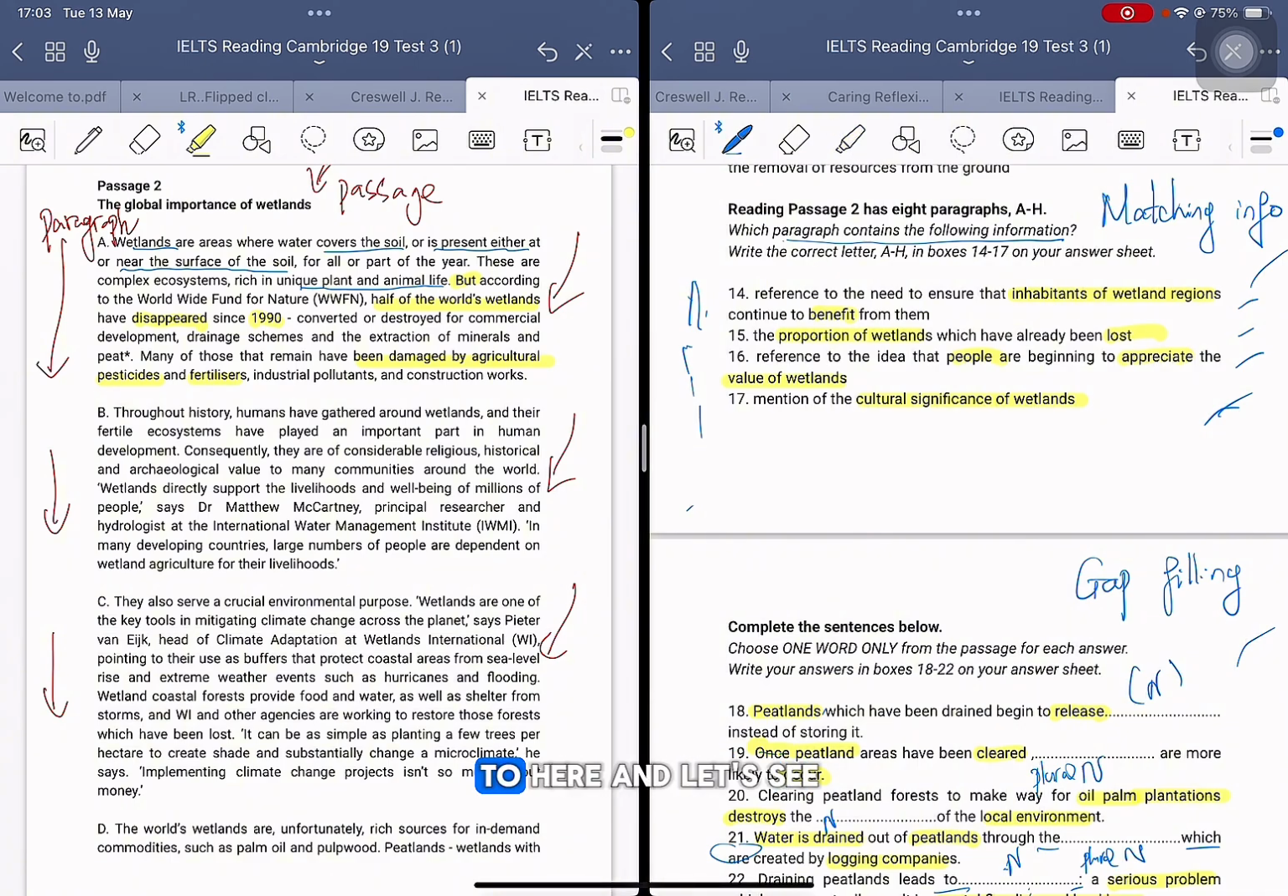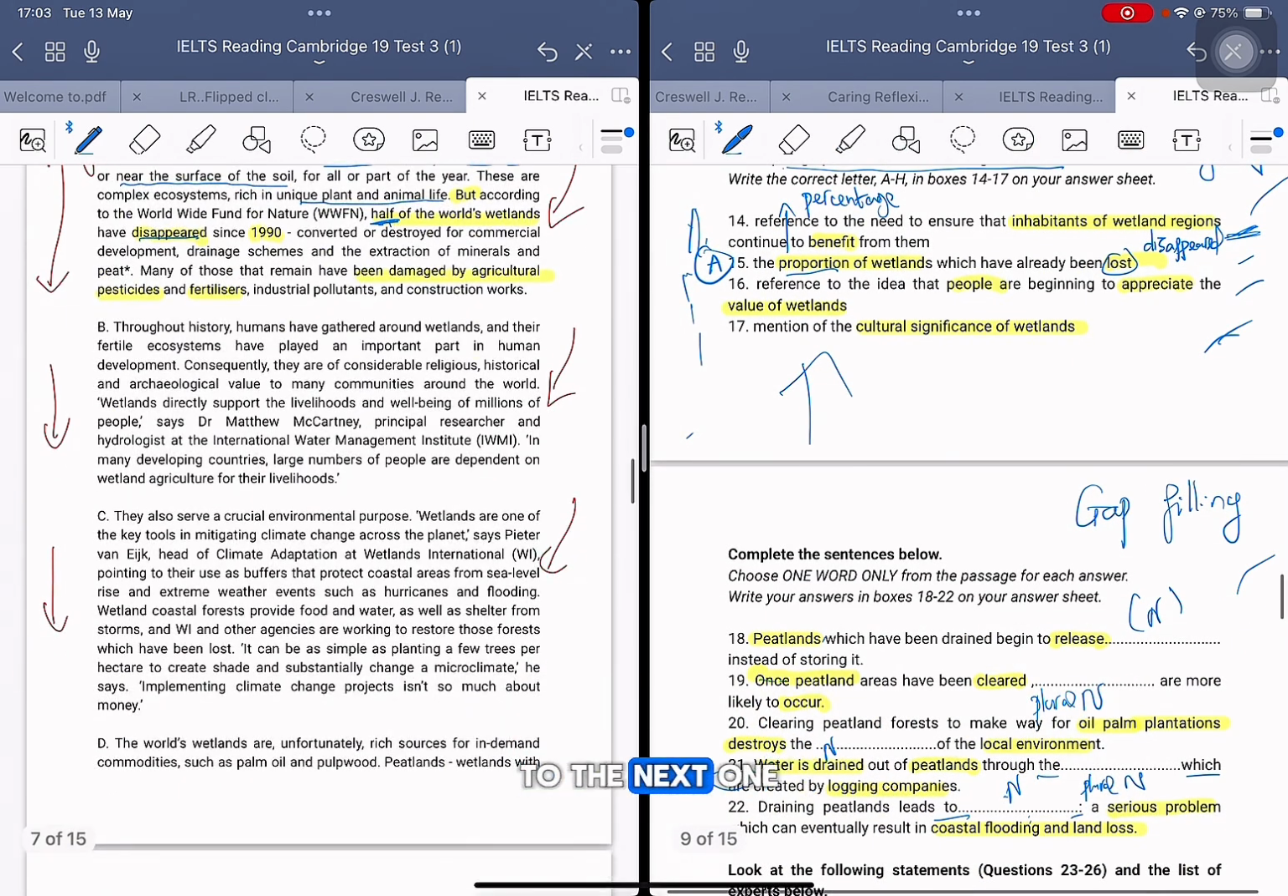So you'll go back to here. And let's see, reference in habitat of wetland regions. Nothing here, right? Proportion of wetland been lost. Proportion is like percent, right? Percentage. And then here, lost. So here in the passage, you can see we have the half, it's like 50%, right? Disappear, lost. So the answer is A here. Yeah, that's exactly the same.